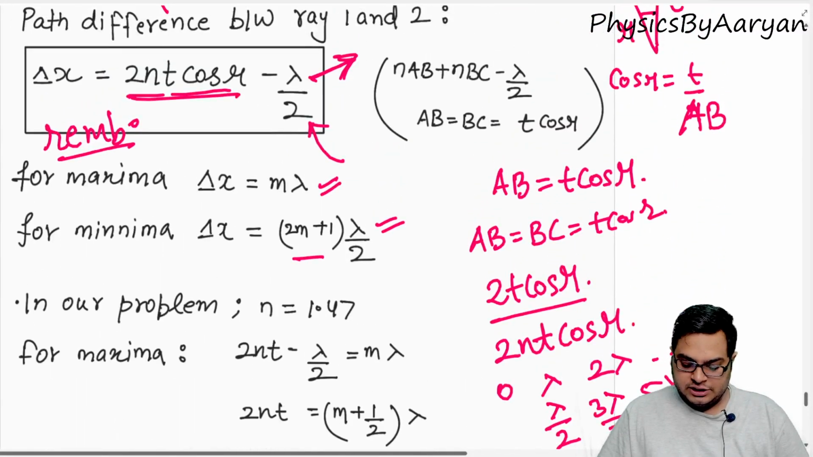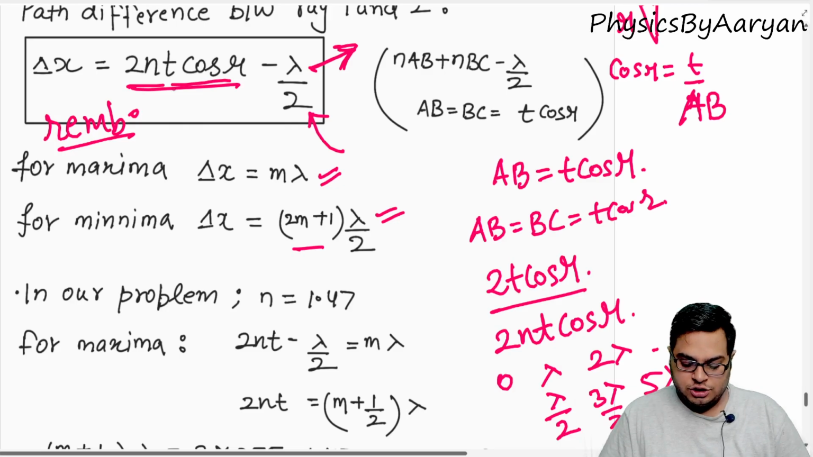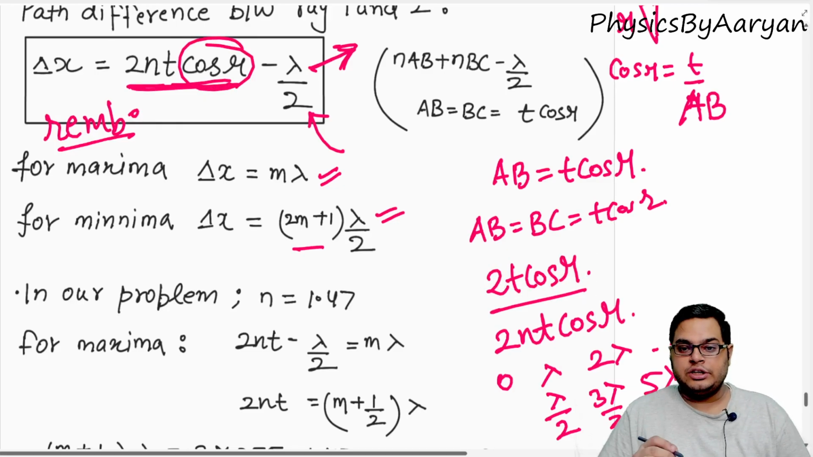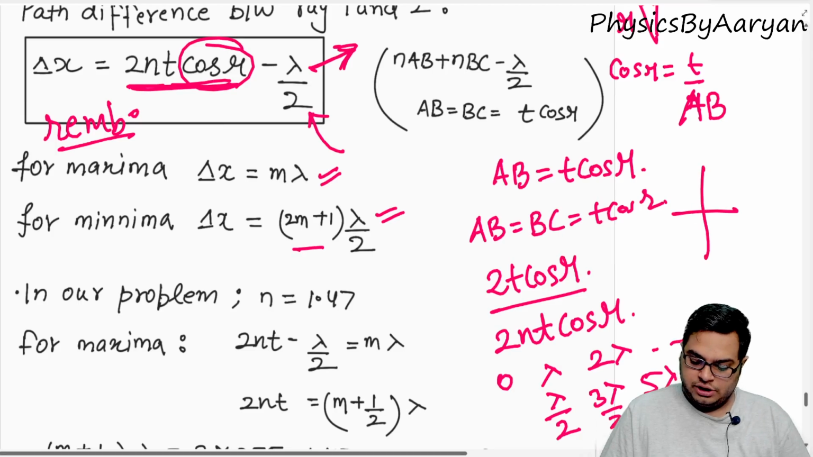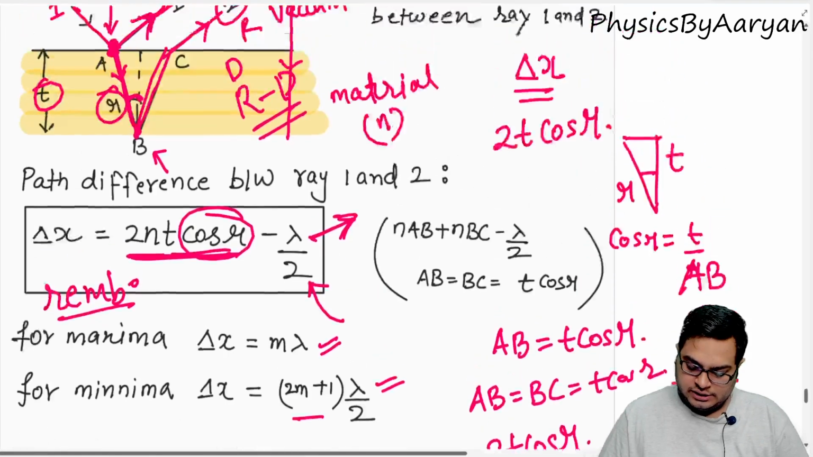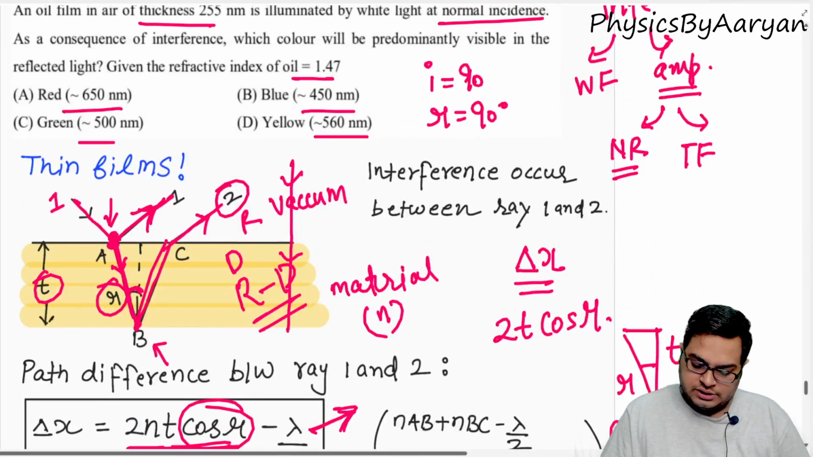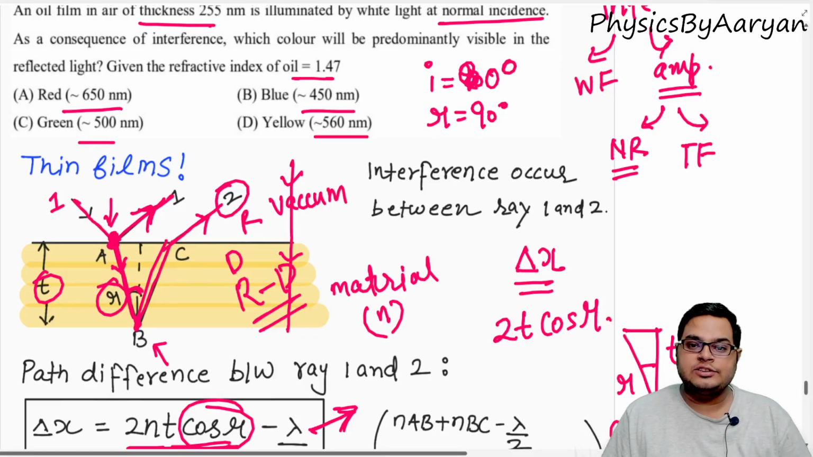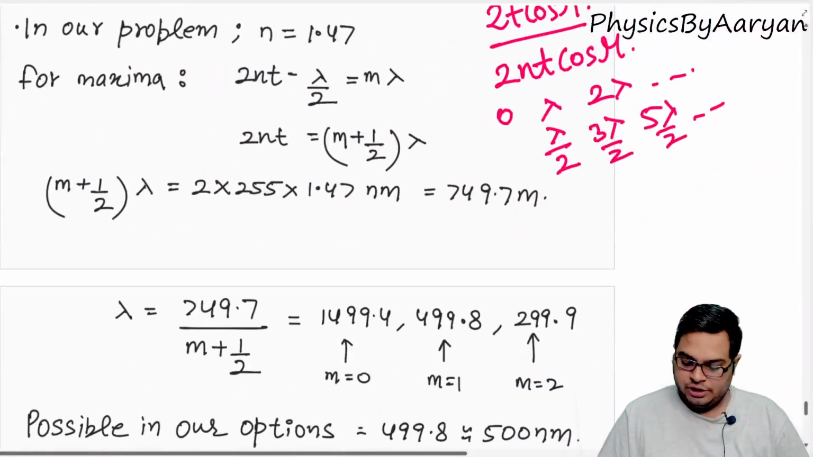What is our path difference? 2 nt cos r. Since this is 90 degree, sorry, 0 degree, not 90. I think I said it wrong. For both of them, it is 0 degree. Incident and reflected angle are 0, right?